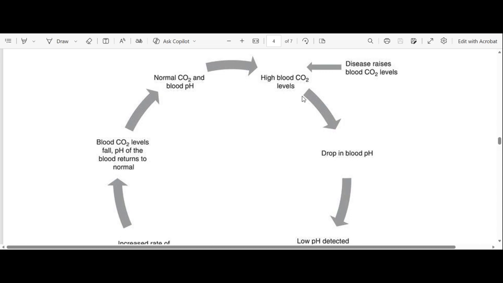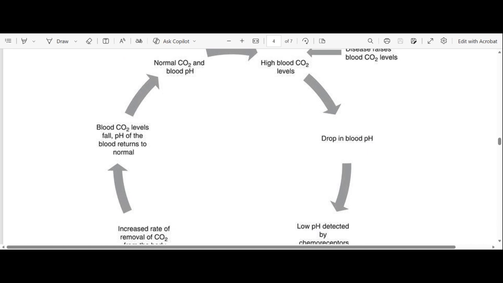And when your body has a lot of carbonic acid, it drops the pH in the blood. Remember the pH scale. Whenever your pH drops, it means that your body becomes more acidic. Whenever your pH increases, it means that your body becomes more alkaline. So remember that pH scale. So that drops the pH in the blood.